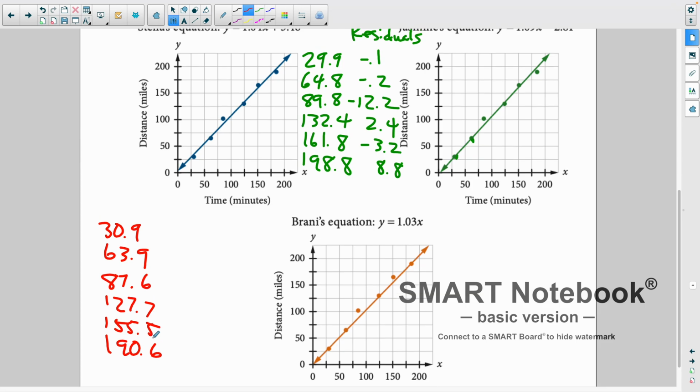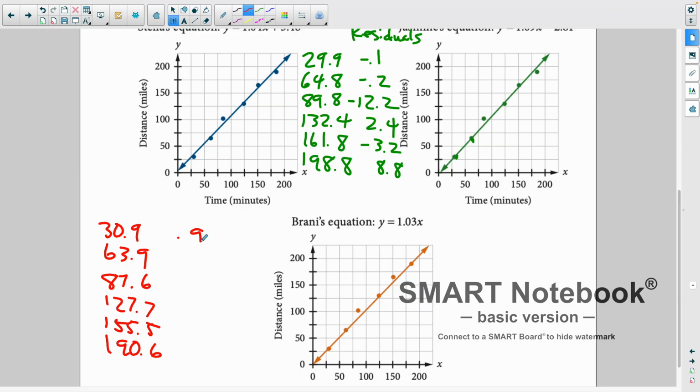Could have done that on your phone. You did not need a calculator at the house to do that. Okay? Now I'm going to compare my predicted versus my actual. So predicted minus actual. So this would be 0.9 would be that residual.